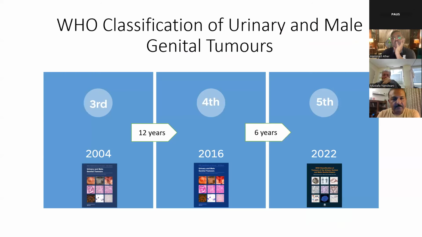Just to tell you that between the third and the fourth edition, it took 12 years, while between the fourth and fifth edition, only 6 years passed. So things are changing more quickly, and we have more and more entities coming up because of molecular advancement. And look at the number of pages: in the fourth edition, only 356, and now we have a very thick book, 590 pages.